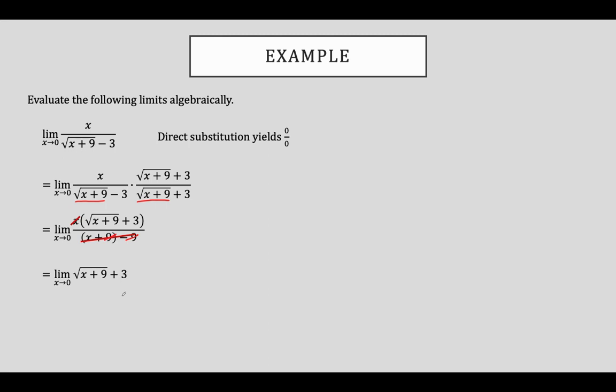Now I have my limit written in a form where I can evaluate it. I can plug in 0 for x. So I try my direct substitution. We have the square root of 0 plus 9 plus 3. That gives me 3 plus 3, which is equal to 6. There we have our solution.